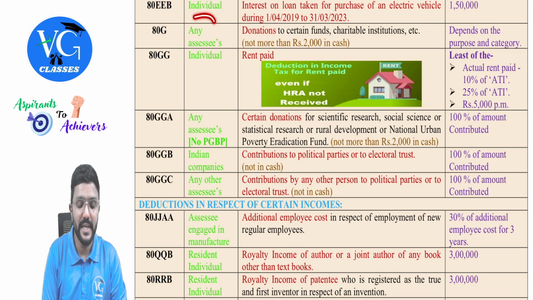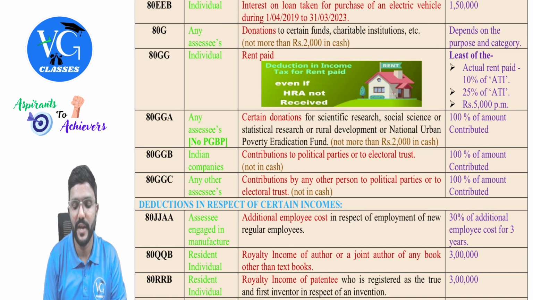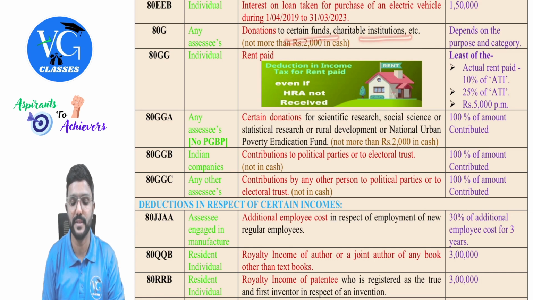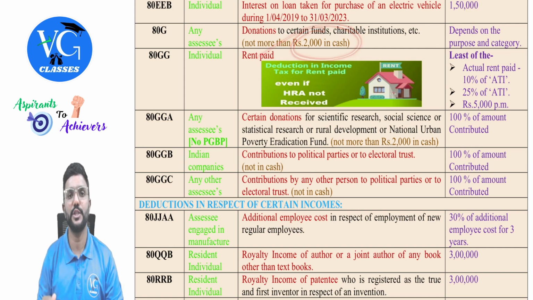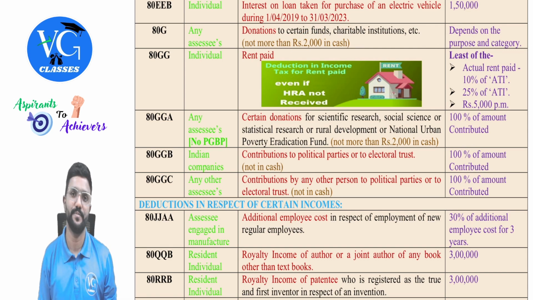80G. Here the deduction can be claimed by any assessee including company, partnership firm and all. If you are giving any donation to various funds or for charitable purpose, you can claim deduction here. How much deduction depends upon the purpose and category, which we will discuss. But here you cannot give more than 2,000 in cash. Assume I gave 10,000 donation in cash. Can I claim the deduction? No. Up to 2,000 you can give it in cash, but not more than 2,000.